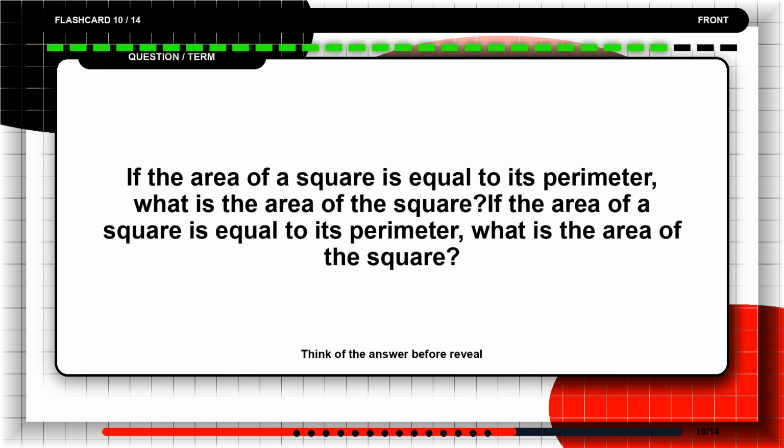Flashcard 10. If the area of a square is equal to its perimeter, what is the area of the square? Pause and think of the answer before the reveal.